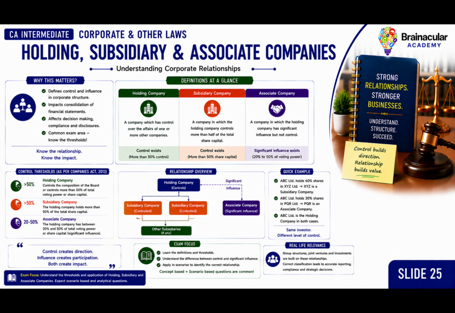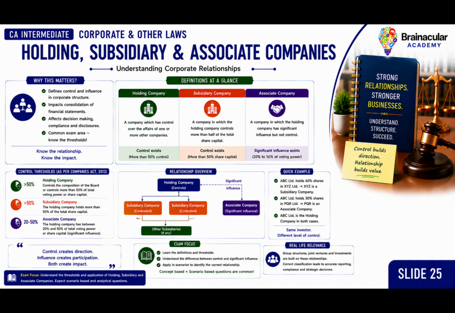Okay. Now why does this distinction matter? Associates are accounted for under the equity method in consolidated financial statements. Subsidiaries are fully consolidated. The legal and financial treatment differs significantly. We'll study a trick कि 20 से 50 के बीच है तो एसोसिएट है, 50 क्रॉस करो या बोर्ड कंट्रोल ले लो तो सब्सिडियरी है. ये लाइन याद रखनी है.